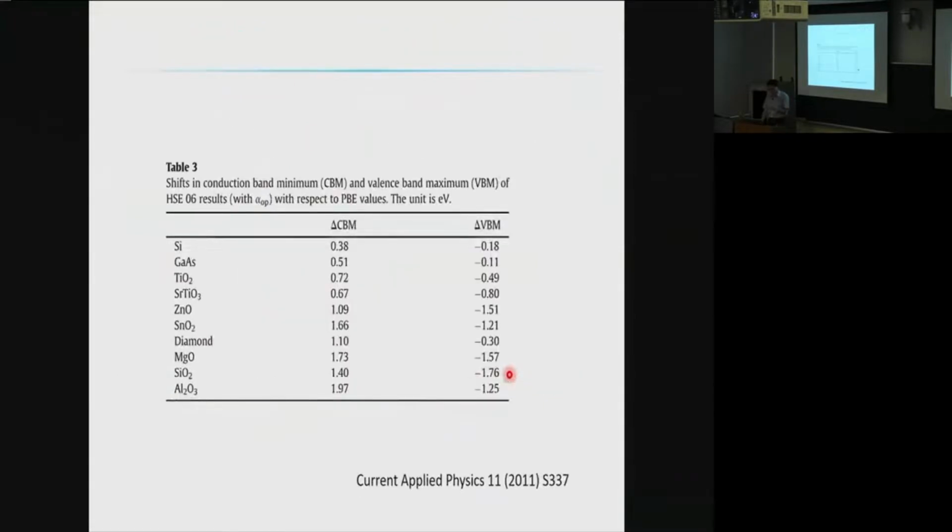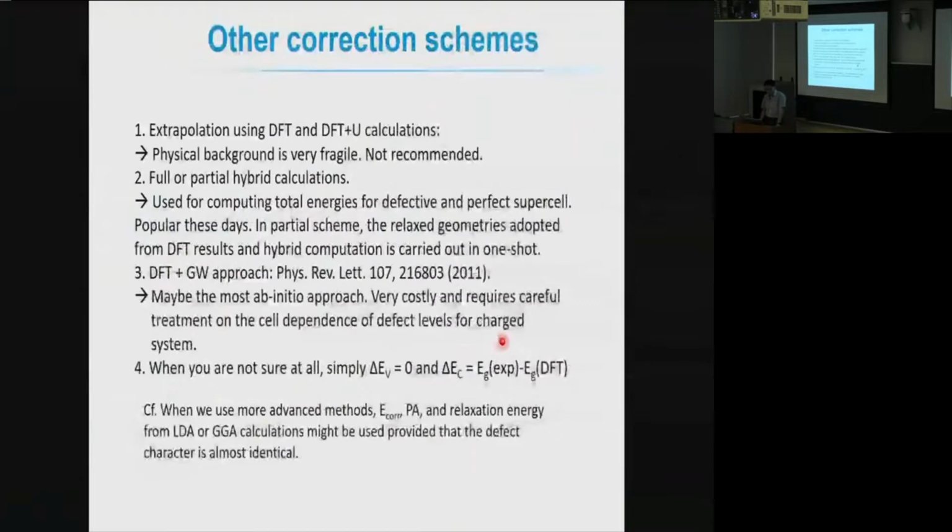So this is what we did many years ago in this paper in our group. We calculated the conduction band and the valence band shift when applying the hybrid functional, okay? And using this valence and conduction band shift, you may simply fix the transition level and shift the valence and the conduction band accordingly, okay? So that's one approximation.